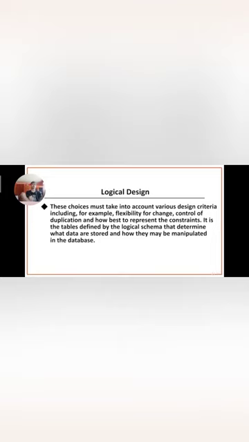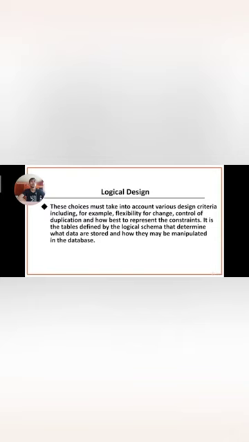The output of this stage is a detailed relational specification, the logical schema of all the tables and constraints needed to satisfy the description of the data in the conceptual data model. It is during this design activity that choices are made as to which tables are most appropriate for representing the data in a database. These choices must take into account various design criteria, including, for example, flexibility for change, control of duplication, and how best to represent the constraints.